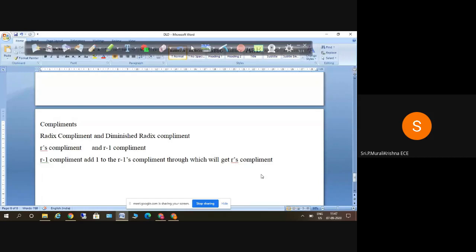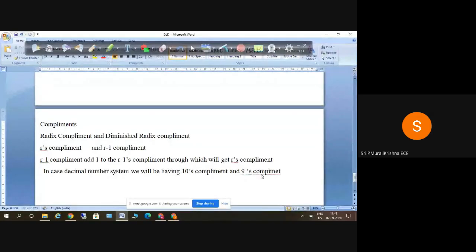So we'll see what complements are available here. I said r's complement and r minus 1 complement. R is the radix of the numbers we are using. For example, for the decimal number system, r is equal to 10. So in the decimal number system, we'll have 10's complement and 9's complement. That is, r minus 1 is 9's complement.